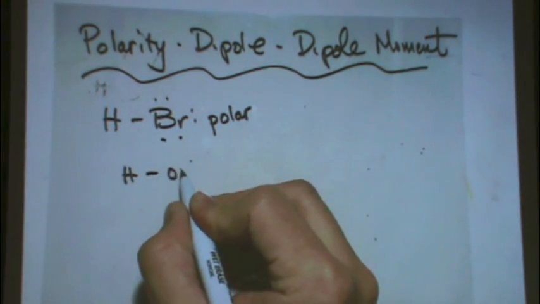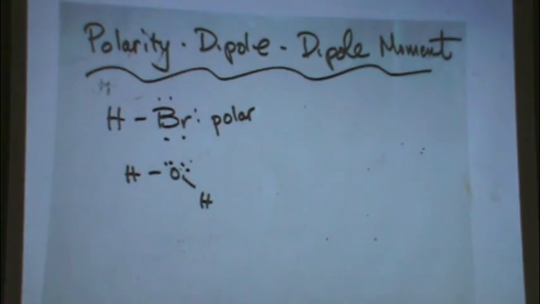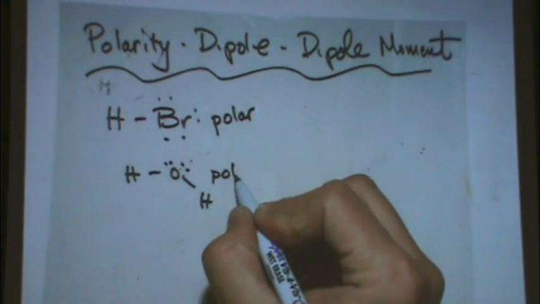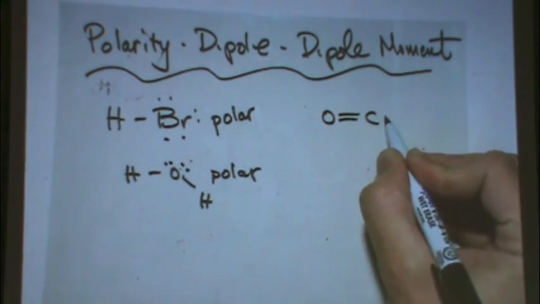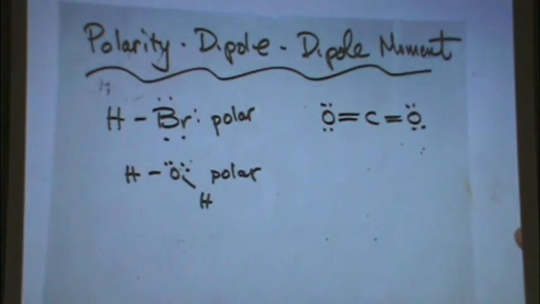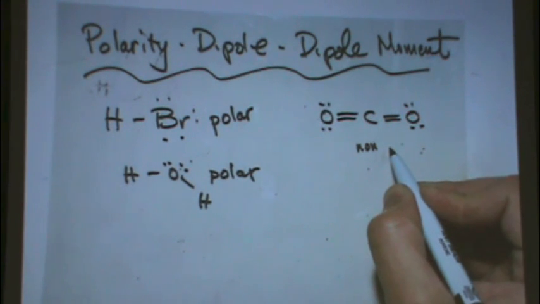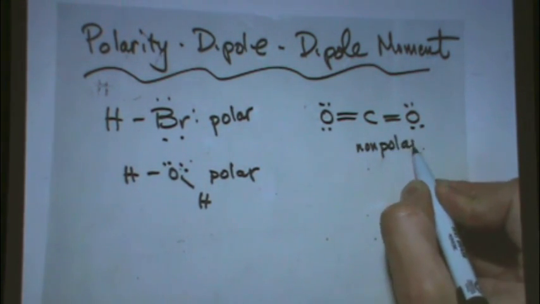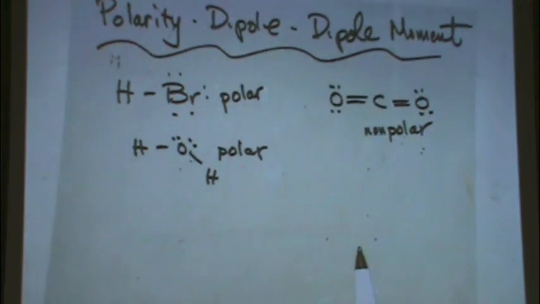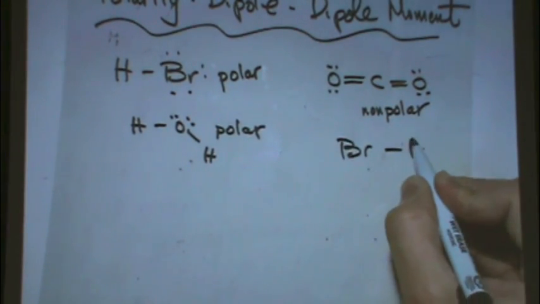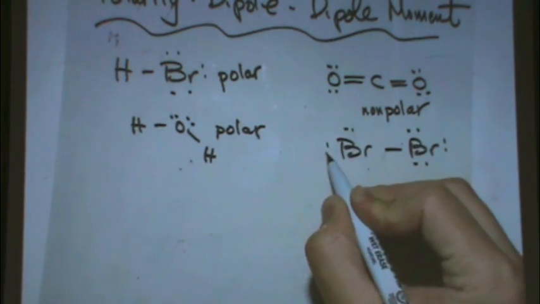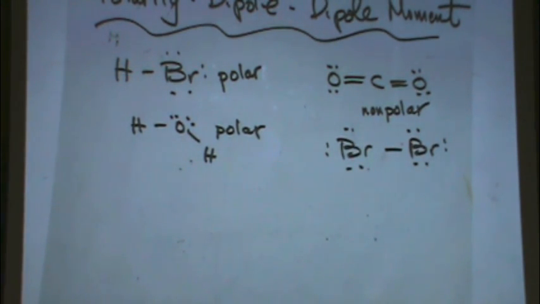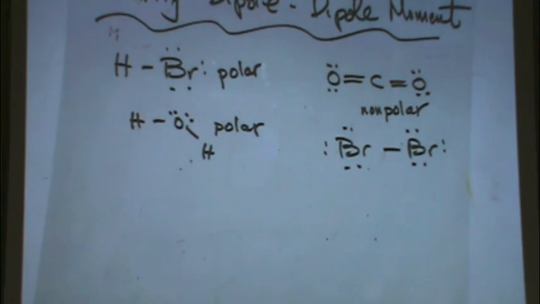Look at something like water. It's bent. Okay? It's polar. It's asymmetric. There's hydrogens on one side, but not on the other side. The other side has lone pairs. This is polar. I think I showed you the example last time of CO2, carbon dioxide. It's symmetric. There's oxygens on both sides. This is nonpolar. It has no net dipole. It has no dipole moment. Nonpolar. Br2. It's nonpolar. It's symmetric. It has bromines on both sides. It's nonpolar. So you're looking for symmetry.